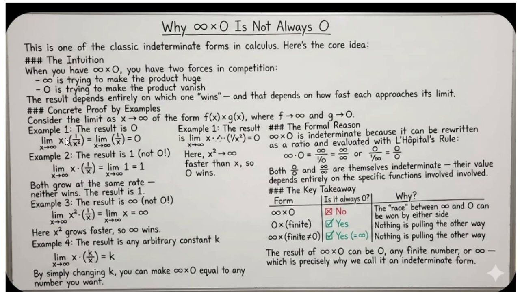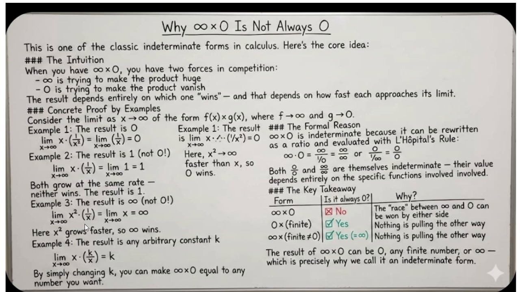But in another case, what happens? For example, take the limit of x into 1 upon x as x tends to 0. If you directly substitute, you cannot find the answer. It becomes 0 into infinity. You cannot say this is equal to 0, because it can be written so that x gets cancelled, and we get one value.